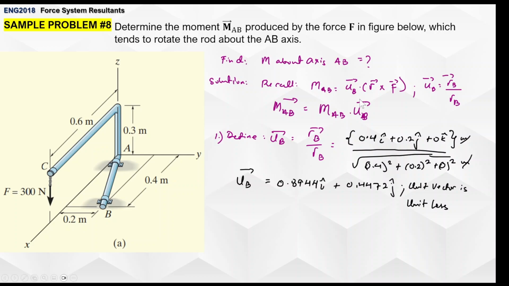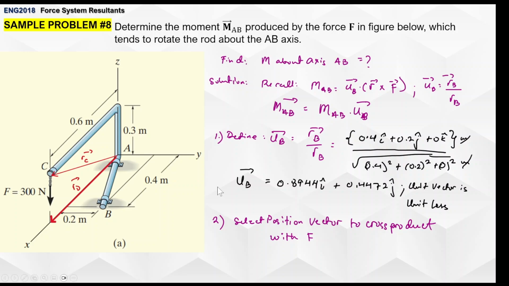So we already identified one variable, so we need to identify two more. So next is to select a position vector to cross with our force. So the thing about this, we can select several actually. We have RC, RD, or in this case RAC, RAB. Okay, but this is only referring to the point C here. Okay, by the way.